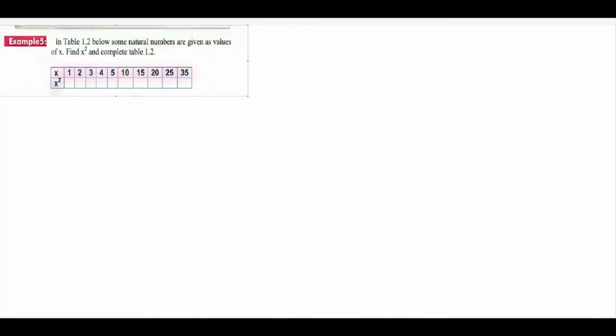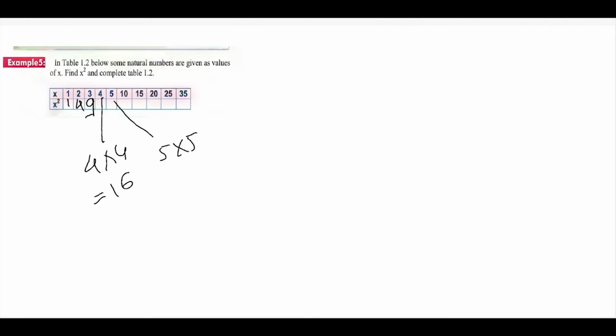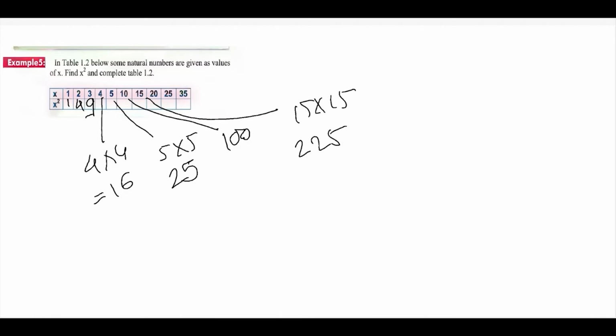Let's try to square a few numbers. 1 square is 1. 2 square here is 2 into 2, which is 4. 3 into 3 becomes 9. 4 square is equal to 16. 5 square will be equal to 25. Similarly, 10 square is 100. For 15, it becomes 225. The square of 20 is 400.